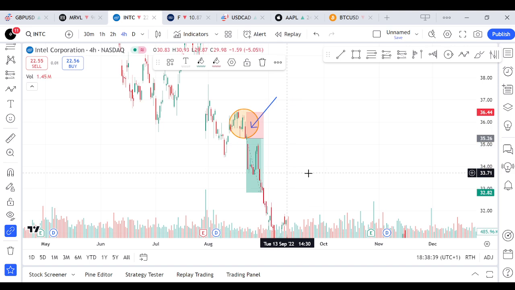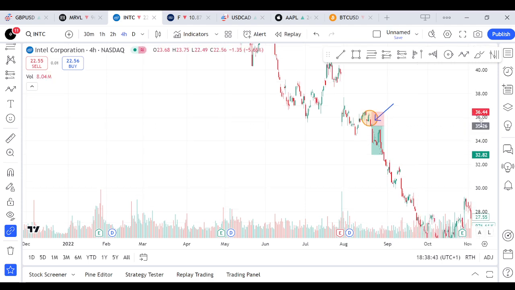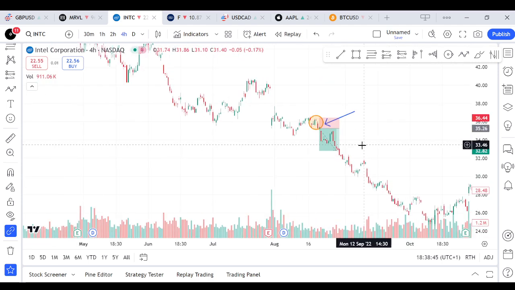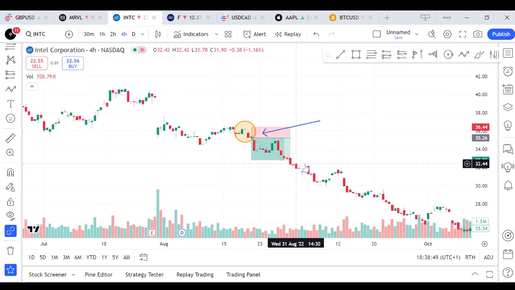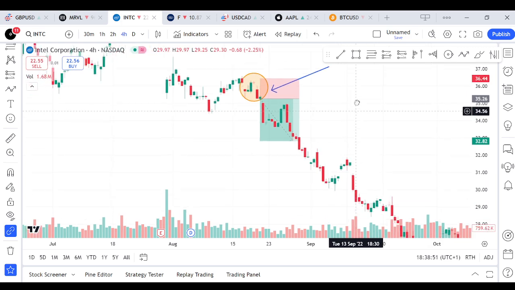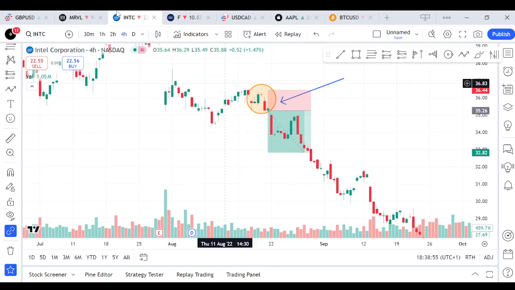Or you could target significant swing lows or support levels. In this case, we don't have any support level looking on the left, so we'll just target a 1:1 or a 1:2. And that is it for this example.